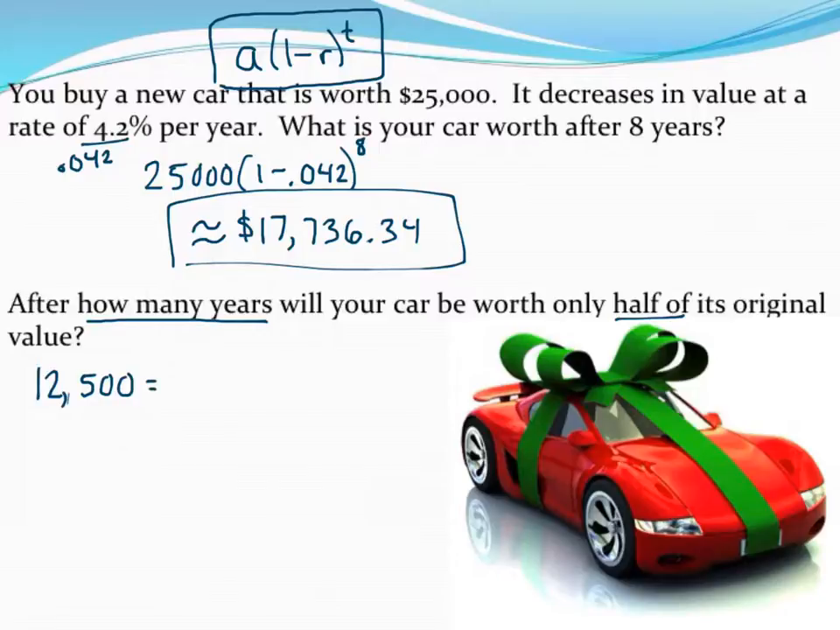So let's rewrite the rest of our model then to see if we can figure out a way to solve this. So we had $25,000 as the initial amount. We were losing value, so I had 1 minus 0.042. And then this time, I don't know what the years is. That's the question. So I'm just going to put a T or an X up there because that's what I'm trying to work out.